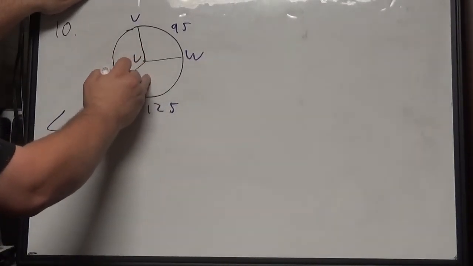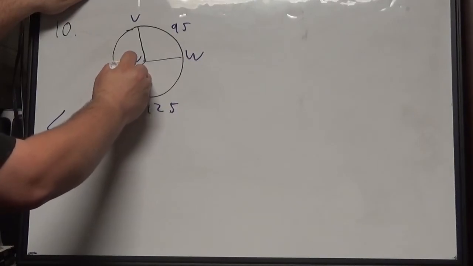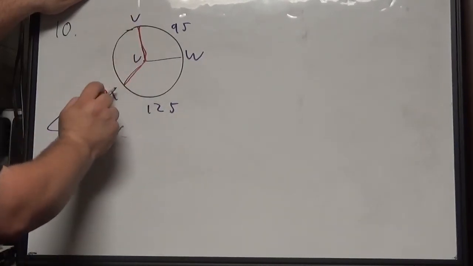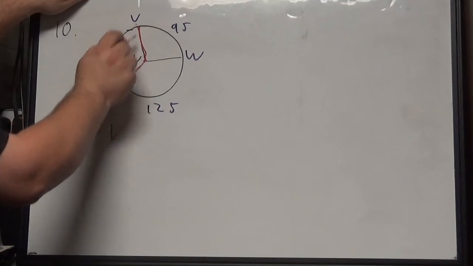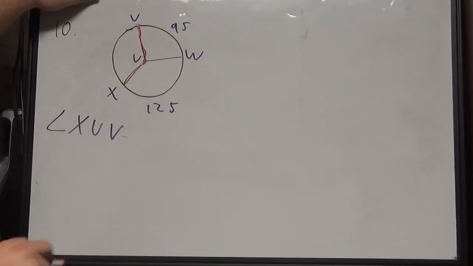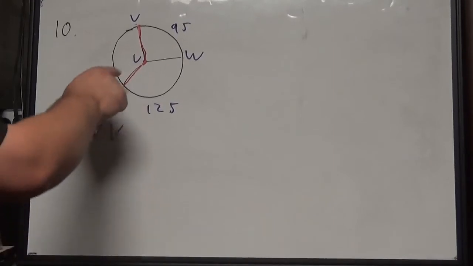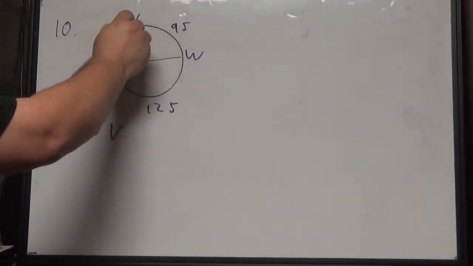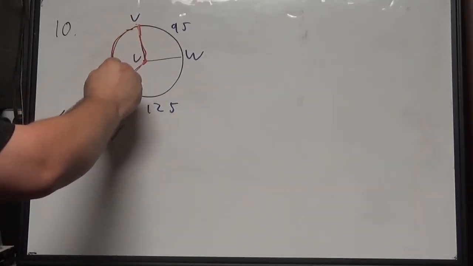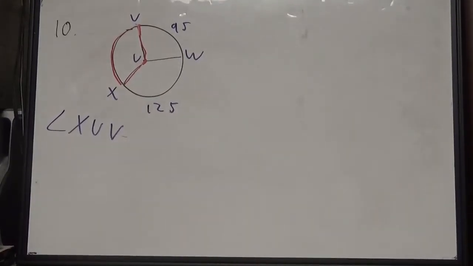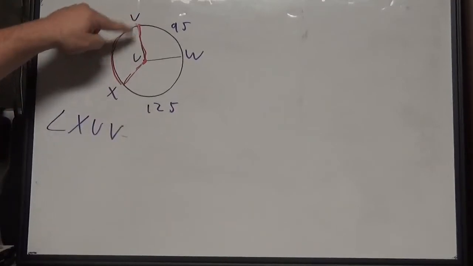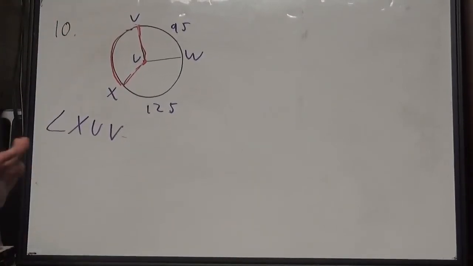So I'm going to draw in XUV. It's an angle. Now remember, angles and arcs are the same measurement. So if we're finding this, it's the same as finding the arc from X to V. It's the same thing. XUV is the same as XV. Okay.